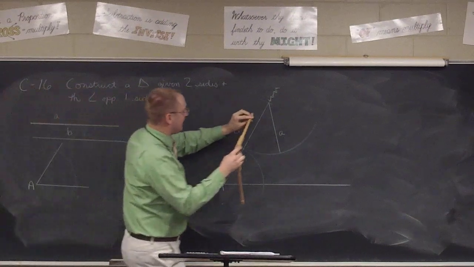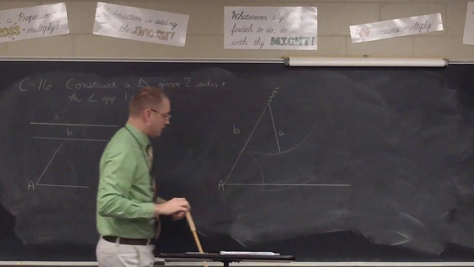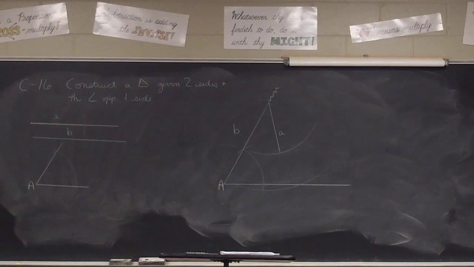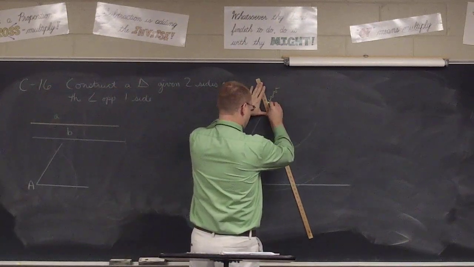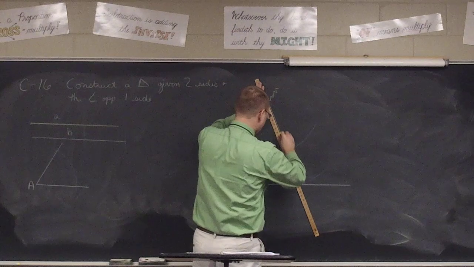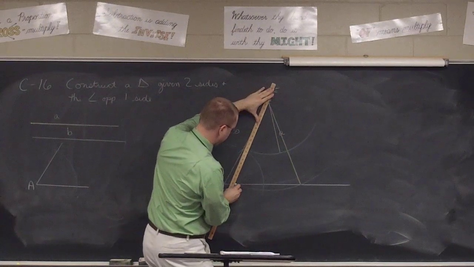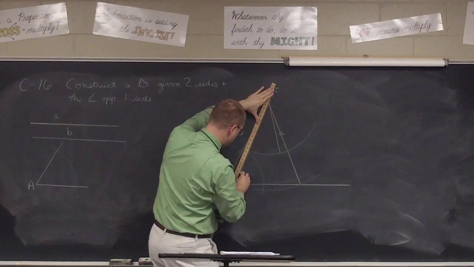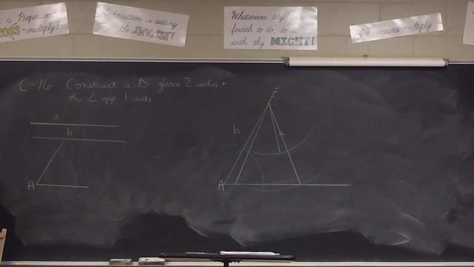All right, and now this is what happened to Quentin. Because now we need to just connect the dots, right? But does he connect these dots, or does he connect these dots? Yes, but he gets two different triangles.